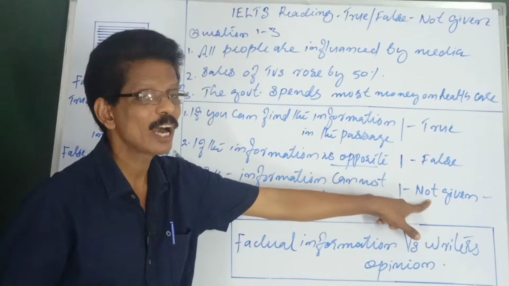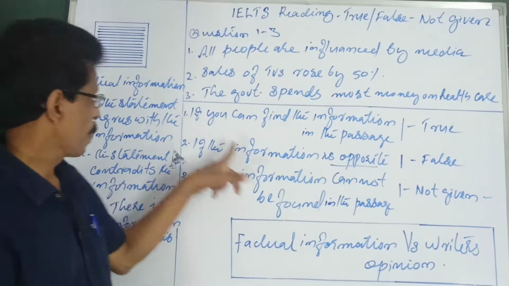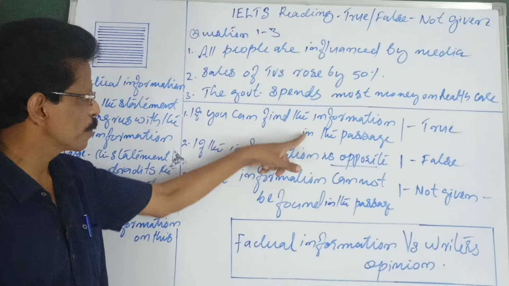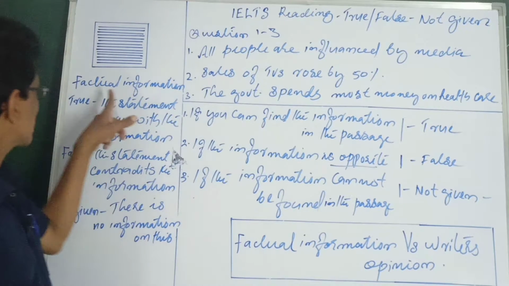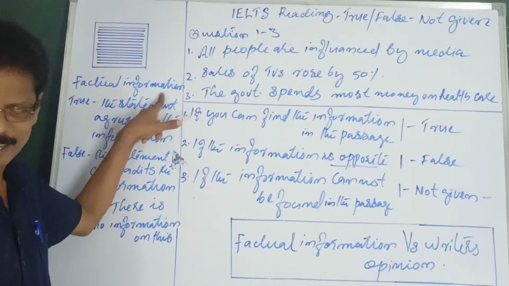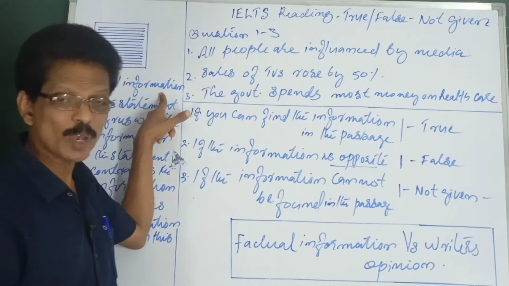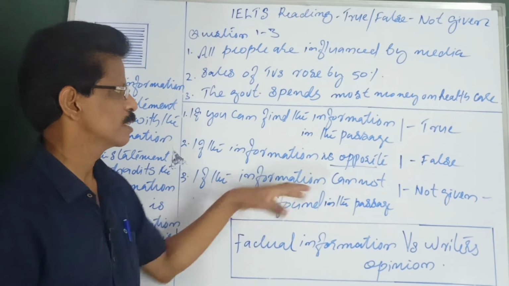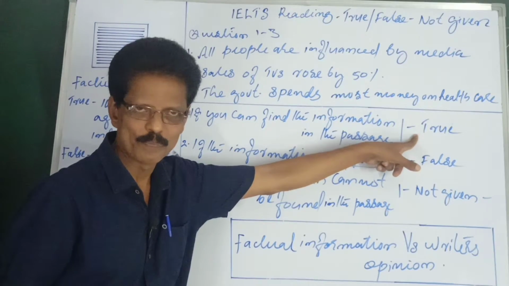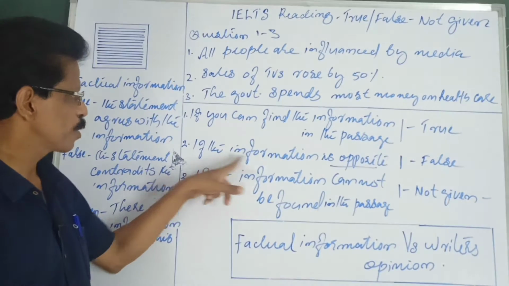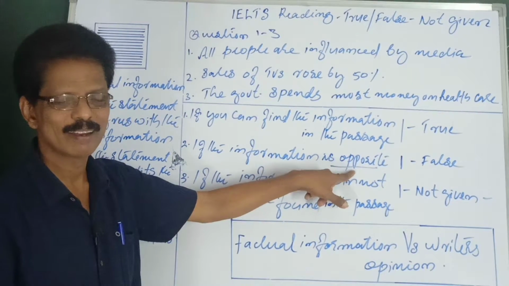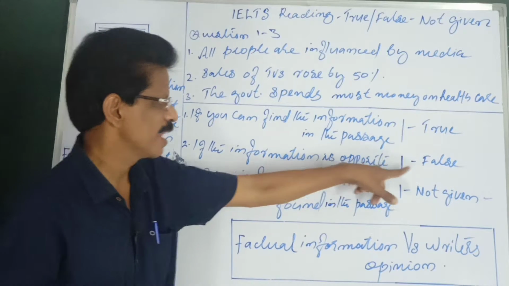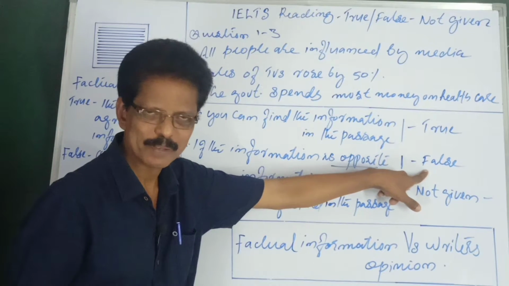See once again how to answer it. If you can find the information in the passage, factual information, I repeat, it is factual information, if it can be found in the passage, your answer is true. If the information is opposite, then your answer is false.